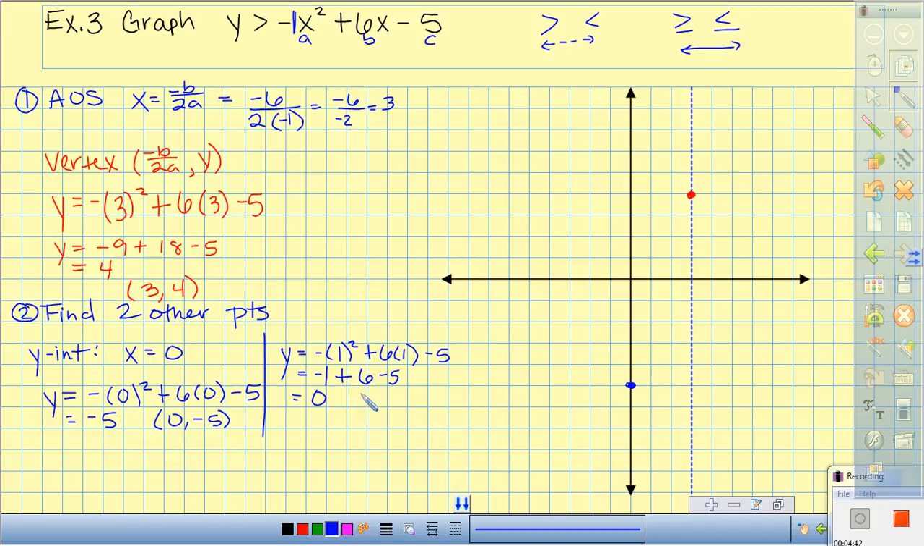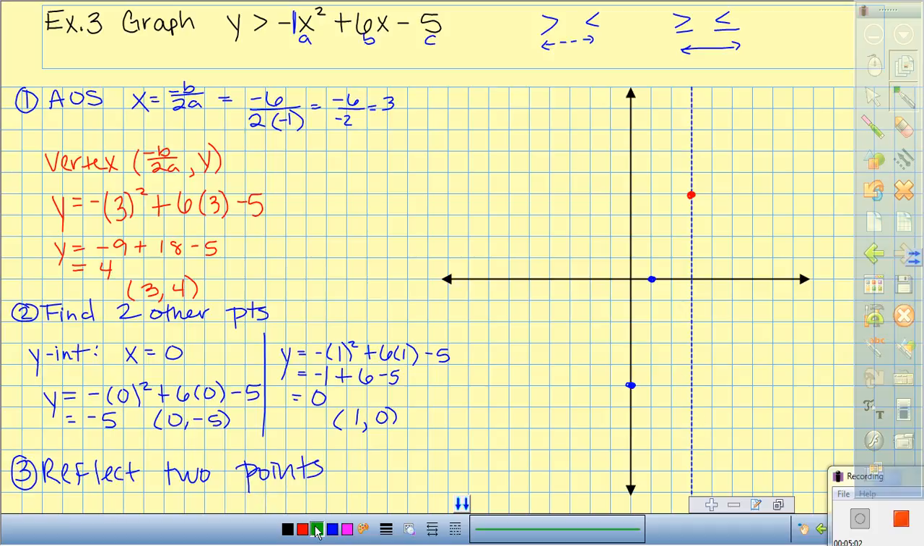So that means our point is, since we plugged in a 1 for x, 1 for x and then 0 for y. So over 1 for x and then at 0 for y. And then remember, your final step is to reflect those 2 points, and we're just reflecting them across the axis of symmetry.